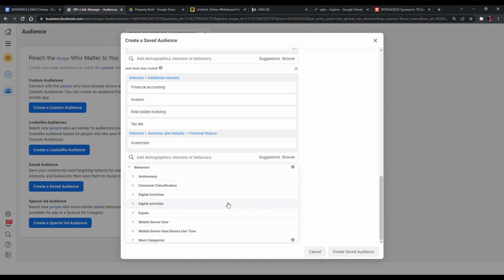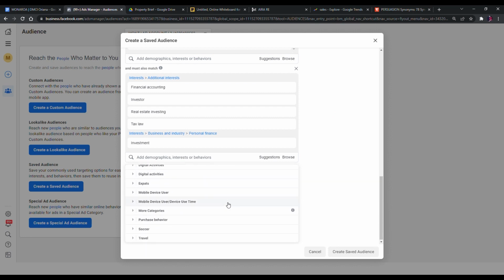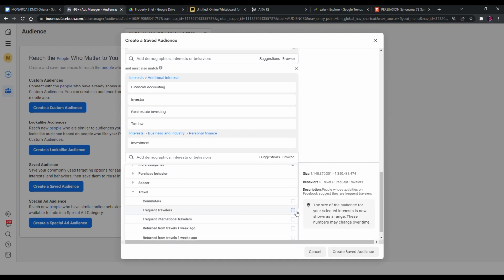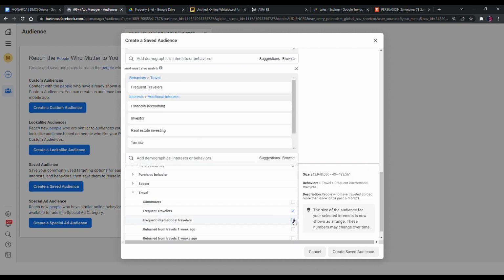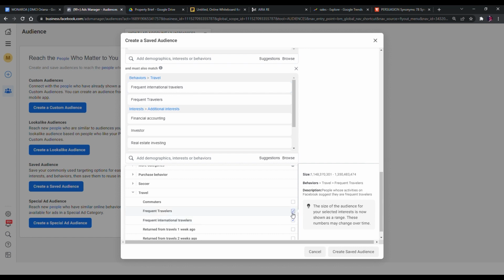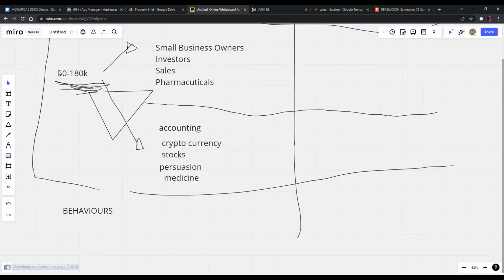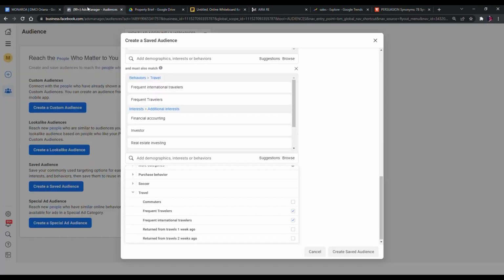So right here in the behaviors part, what I like to do, and this is incredibly the easiest part, is just go to travel and check these boxes: the frequent travelers and the frequent international travelers, because people who don't earn this much aren't really able to travel as much.